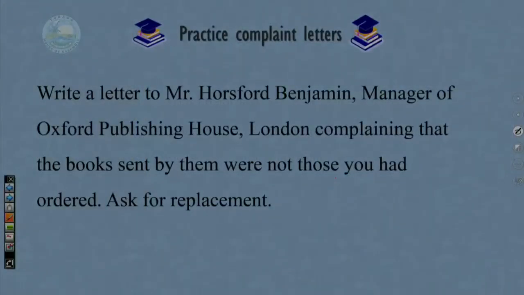So let's take a look at a type of question that students may get if they're looking at a letter of complaint. A possible prompt can look something like this. Write a letter to Mr. Hosford Benjamin, manager of Oxford Publishing House, London, complaining that the books sent by them were not those you had ordered. Ask for replacement.